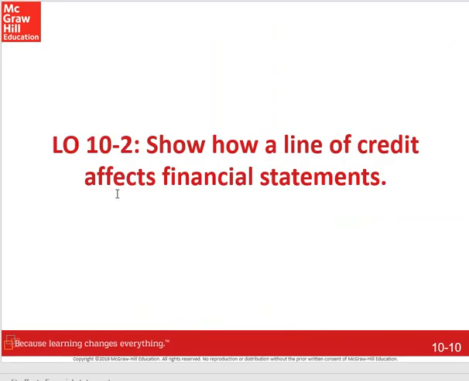So our next topic is line of credit. And I will be the first one to say that I don't think your textbook does a very thorough job explaining a line of credit and particularly how to compute it and the journal entries that would go with it. So I'm going to try to cover what the book gives you, but then give you some examples from your homework that'll help you understand and reinforce those ideas.